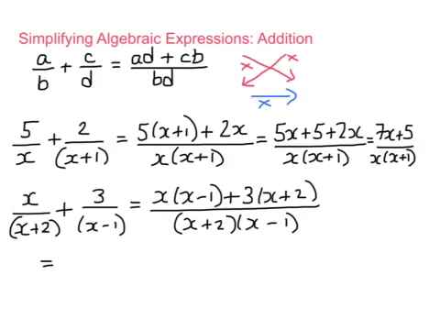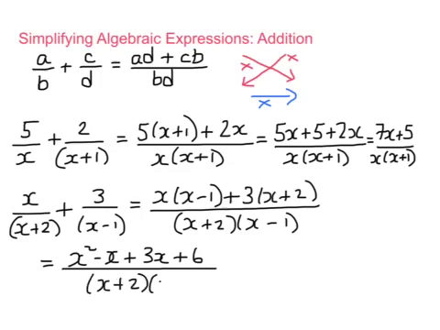So if I multiply across the top firstly, so I'm multiplying out the bracket, so I'll get x times x minus x times 1, so that gives me x squared minus x, and when I multiply out the second bracket, I get 3 times x plus 3 times 2, so that gives me plus 3x plus 6, and I divide that by x plus 2 times x minus 1.